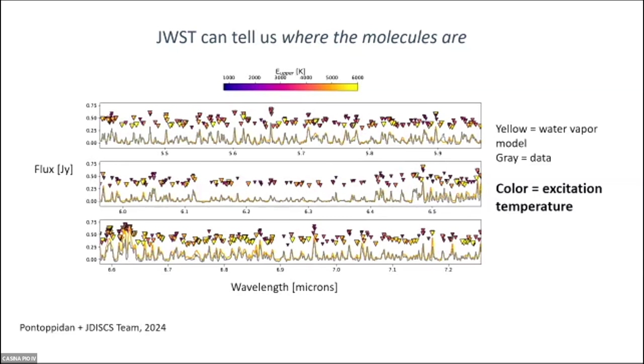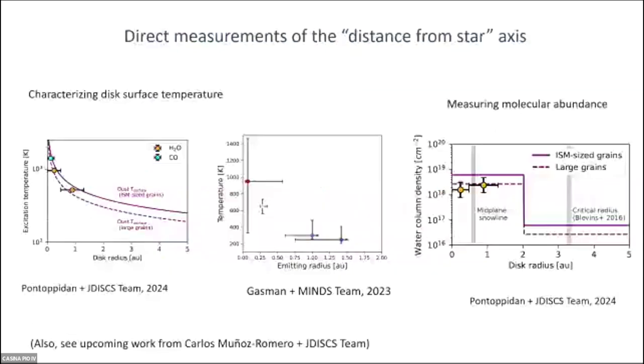And the colors of the triangles tell you the excitation temperature of the lines. The main point here is that there's a wide range of temperatures that the molecules are emitting at. And so you can back out where the molecules are. You can also figure out how many there are and things like that. So we get some pretty detailed information. It's not just, is the molecule there or is it not there? So we can really get direct measurements on this distance from the star axis.